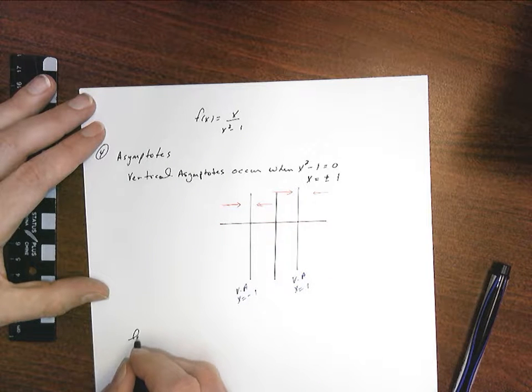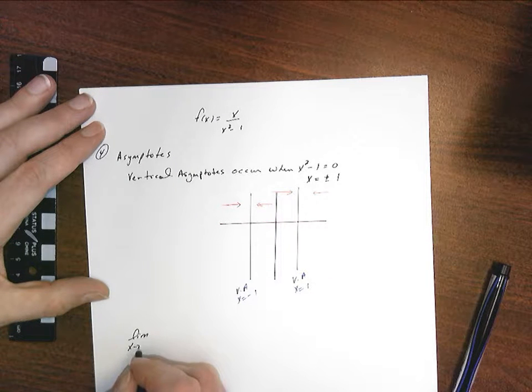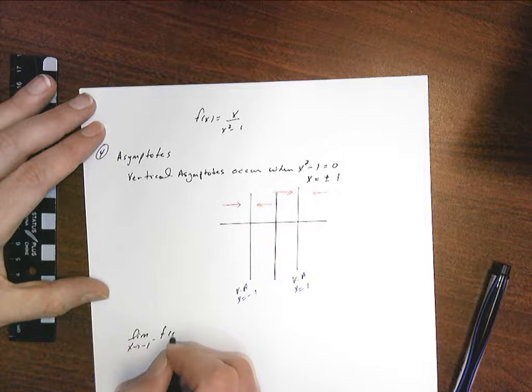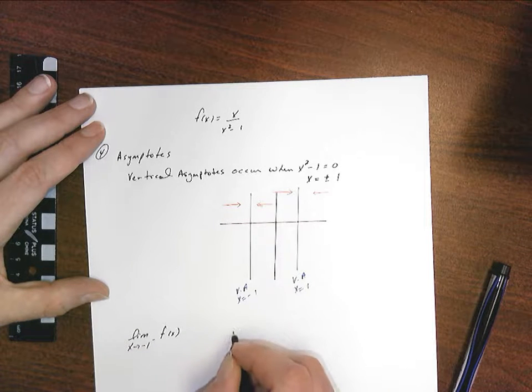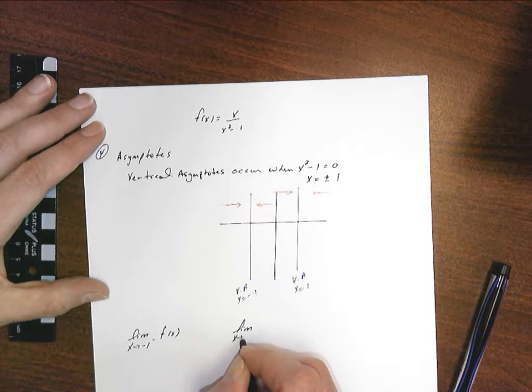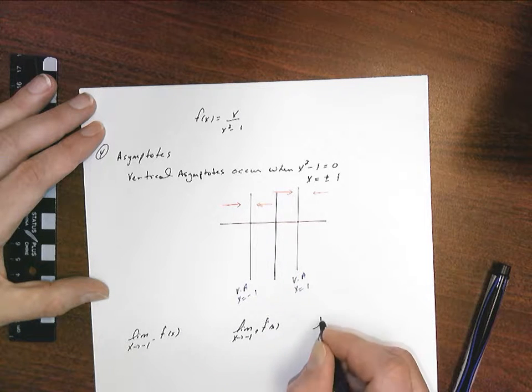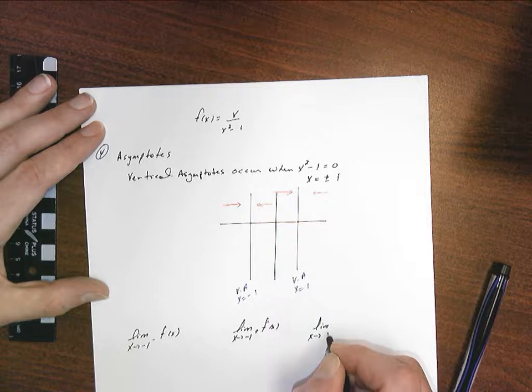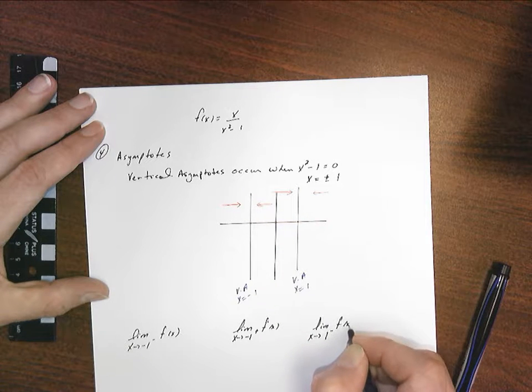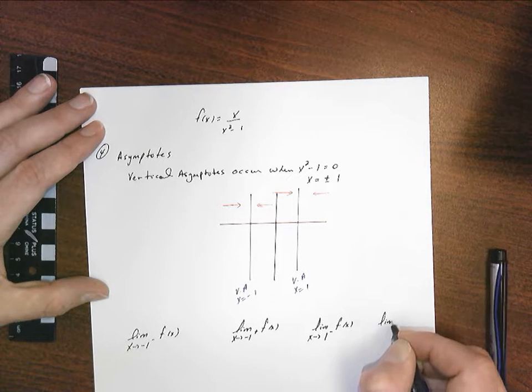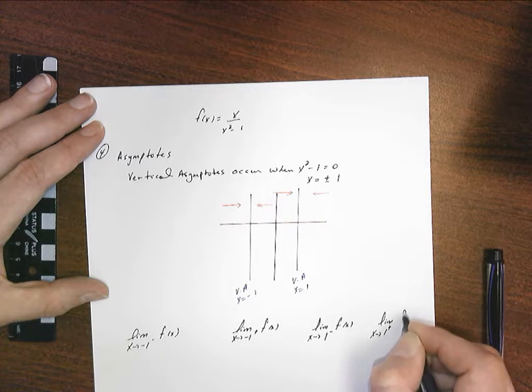So we're going to be looking at the limit as x approaches -1 from the left of f of x. That's what you're going to have to figure out. You're going to want to figure out the limit as x approaches -1 from the right of f of x, the limit as x approaches 1 from the left of f of x, and finally, the limit as x approaches 1 from the right of f of x.